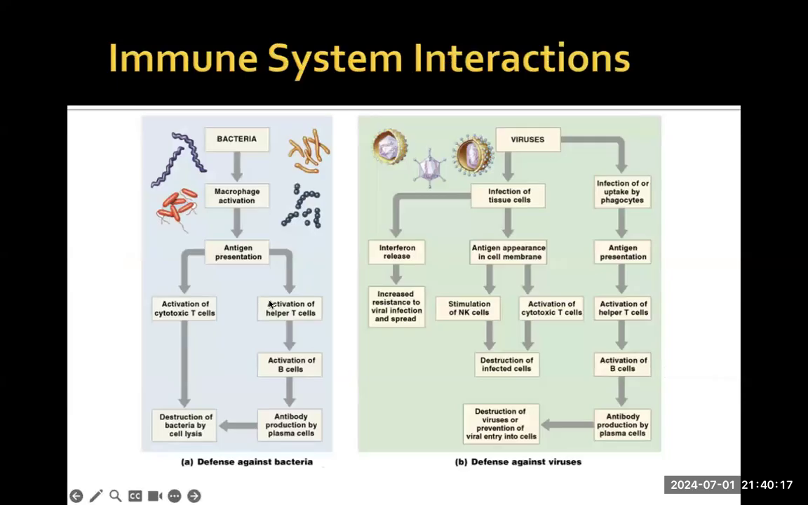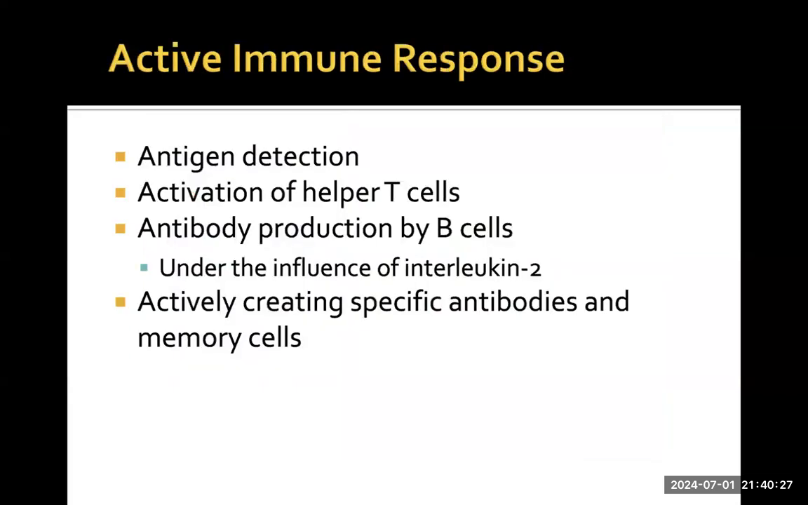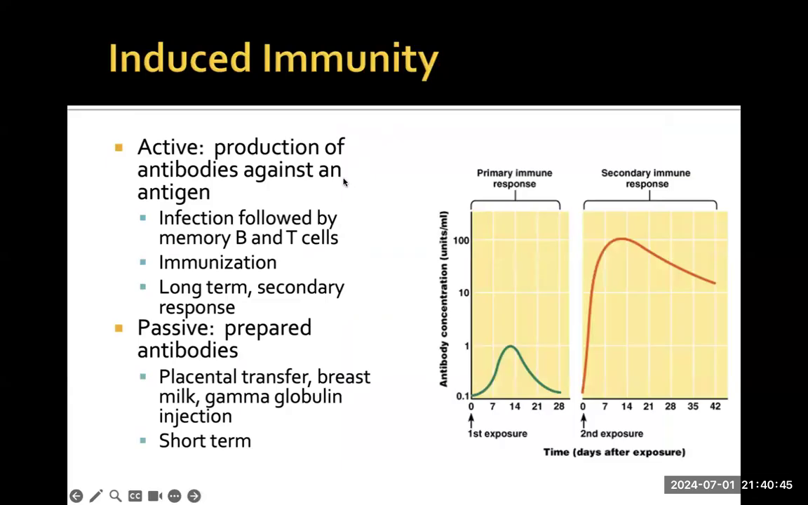And this is kind of the same idea here with the immune system interactions and how there's a lot of different components. I'll leave this one to you guys to follow through because that was everything I just said. Okay, and then activation of the immune response. You have antigen detection, activation of the helper T cells, antibody production by B cells, and then actively creating specific antibodies and memory cells. So we'll start off with induced immunity.